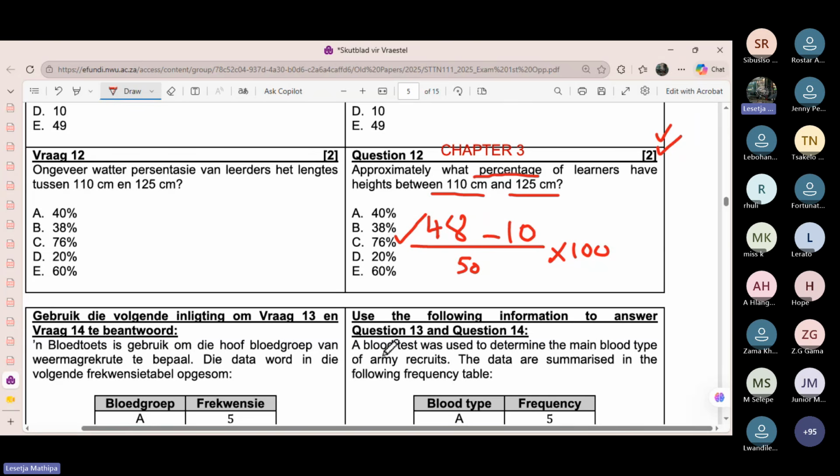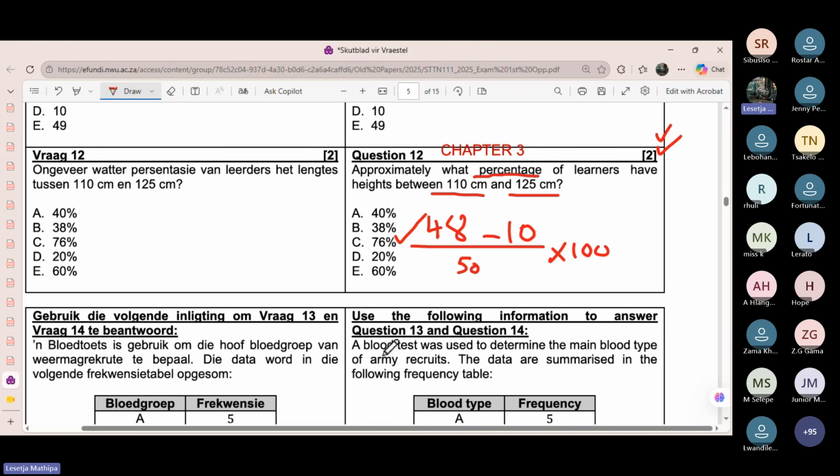So with this one, when they say approximately what percentage of learners, let's say for example, they said approximately what percentage of learners have heights shorter than 110. You know that we're going to take 10, but because they want a percentage, we have to divide by the total number of learners. You take 10 and divide it by the total number of learners. But if they don't mention a percentage, you don't have to divide it by 50, or by the total number of learners.